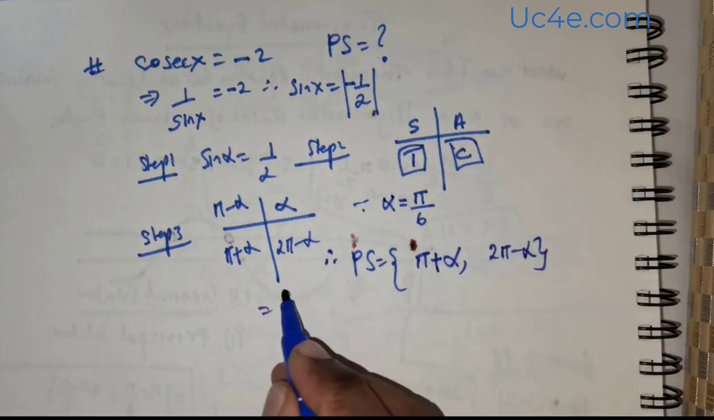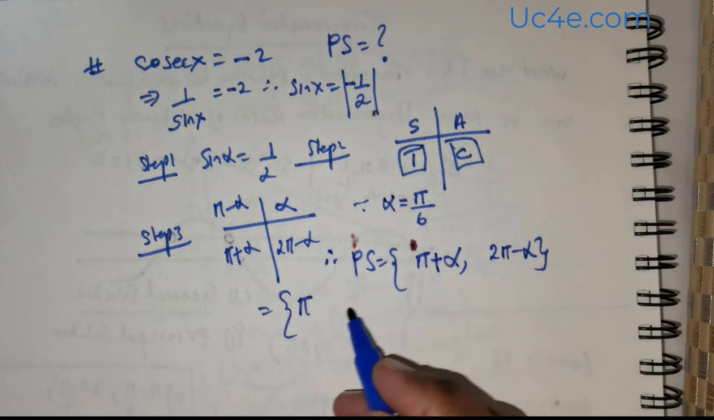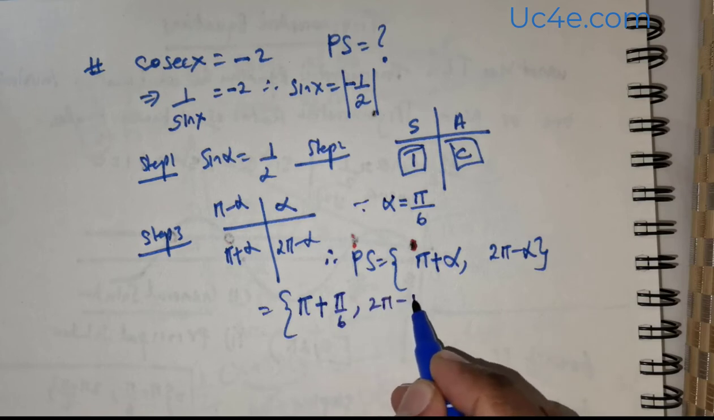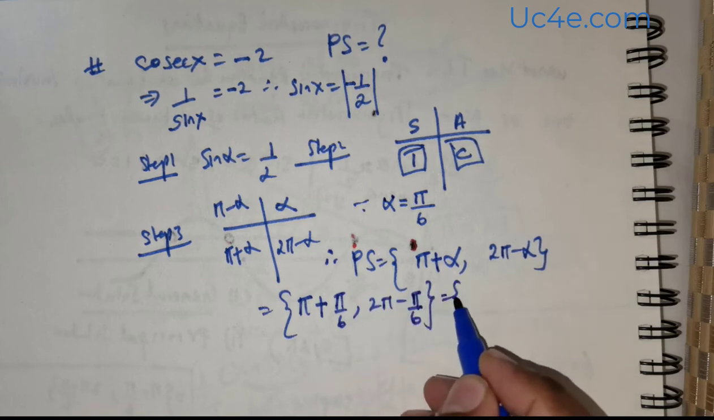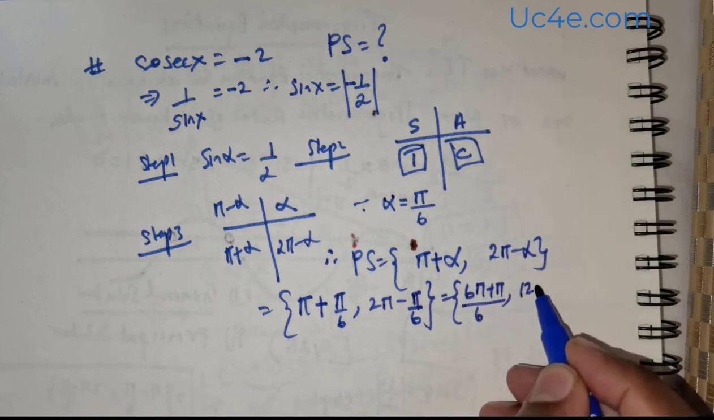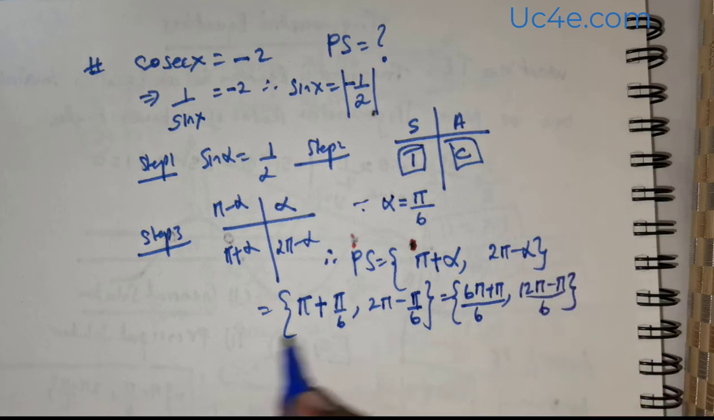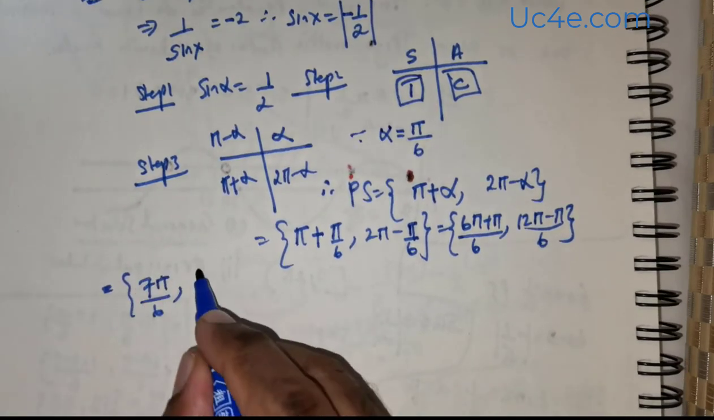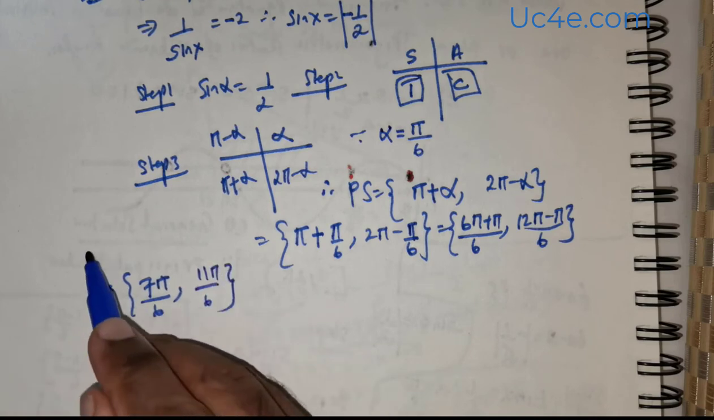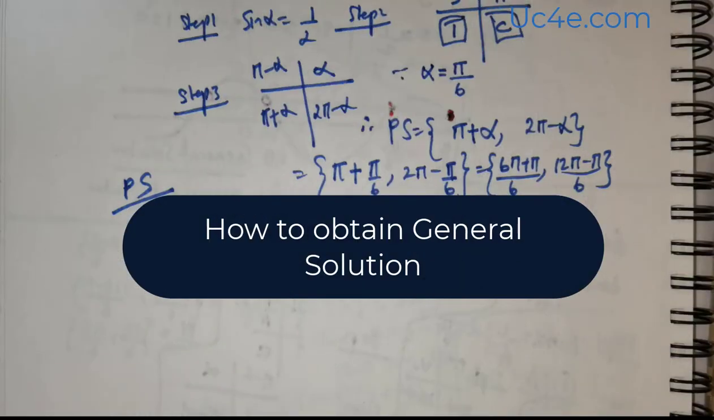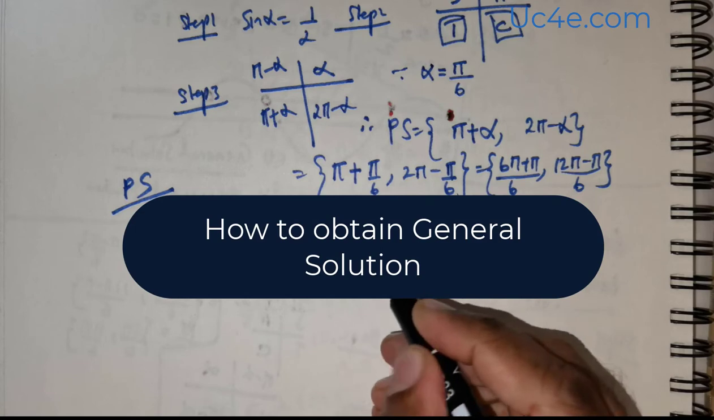If I substitute the value of alpha, I would get pi plus pi over 6, comma, 2 pi minus pi over 6, which can be rewritten as 6 pi plus pi over 6 and 12 pi minus pi over 6, which is equal to 7 pi over 6, comma, 11 pi over 6. So this is our principal solution. Students, now it's time for us to obtain the general solutions.